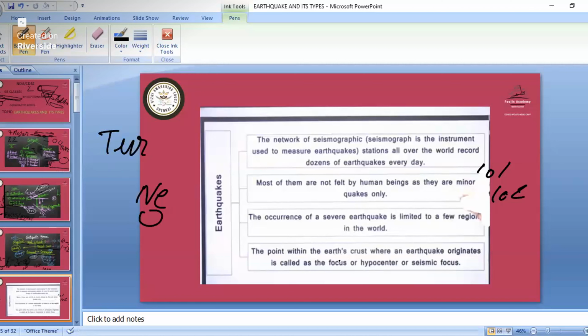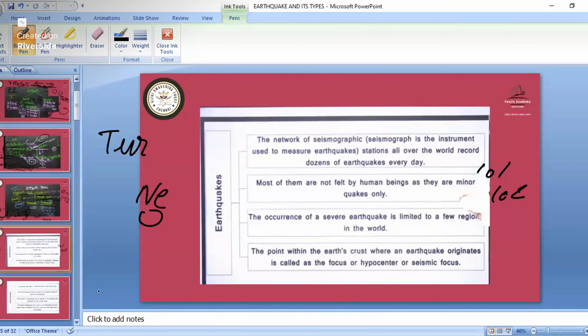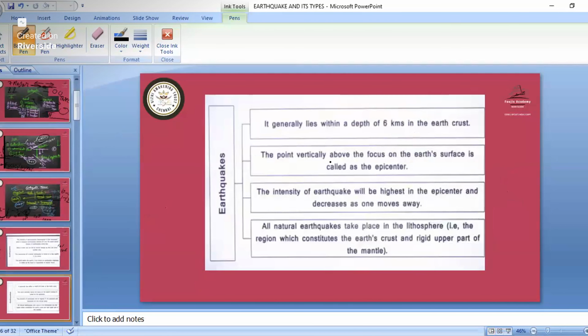The point within the earth's crust where an earthquake originates is called the focus. So what is the focus? The point within the earth's crust, inside where the earthquake is originating, is the focus, or hypocenter, or seismic focus. And that generally lies within a depth of 6 kilometers.